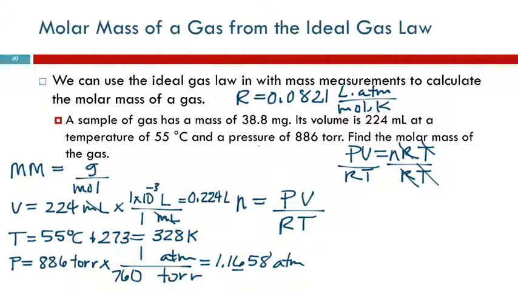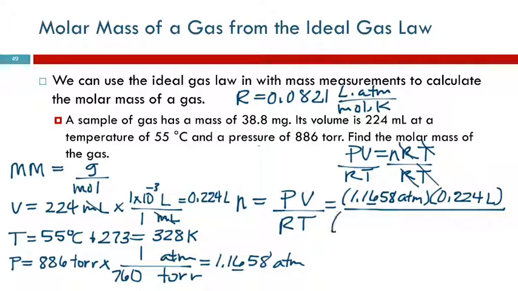Now I can plug these numbers into my equation. The pressure, 1.1658 atmospheres. The volume, 0.224 liters. R, 0.0821 liters atmospheres per mole Kelvin. And the temperature, 328 Kelvin.